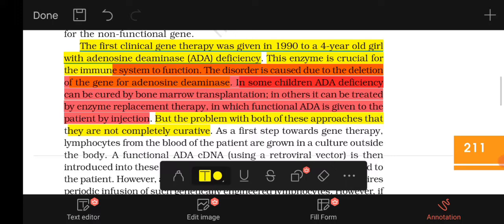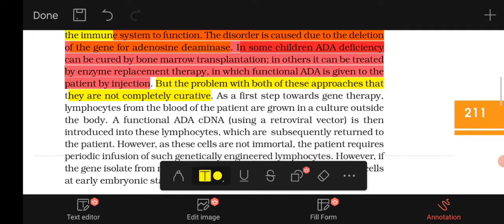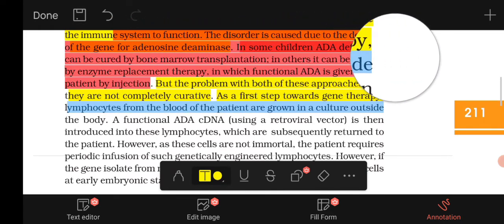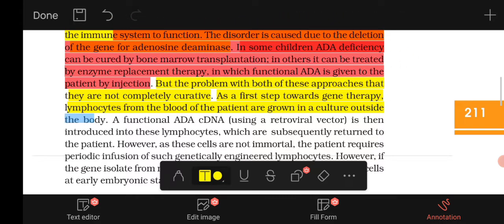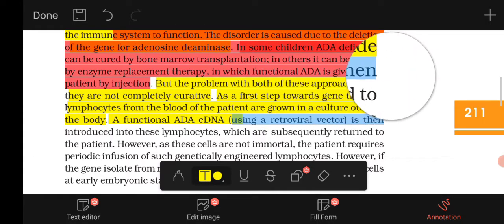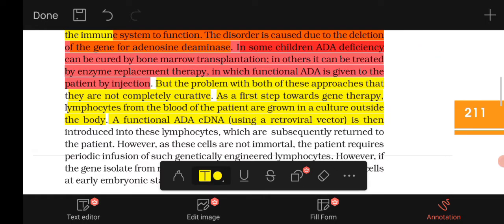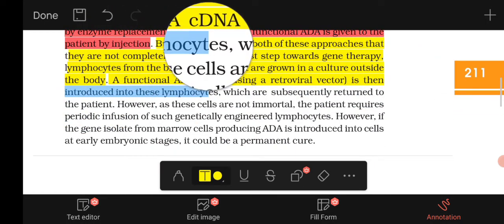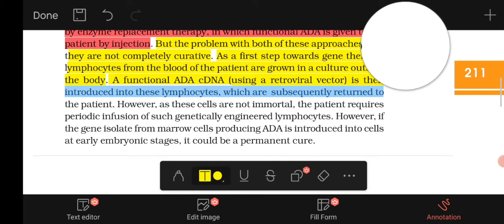As a first step towards gene therapy, lymphocytes from the blood of patients are grown in a culture outside their body. First step is to take the lymphocytes out of the person's blood and grow them in culture outside the body. Then functional adenosine deaminase cDNA using a retroviral vector is introduced into these lymphocytes, which are subsequently returned to the patients.